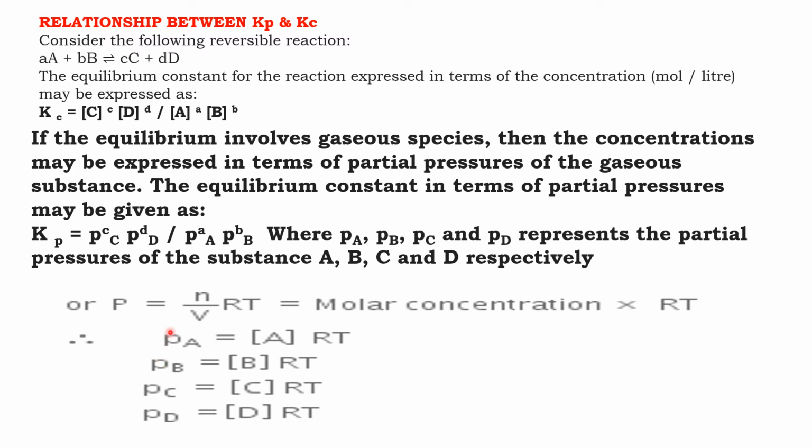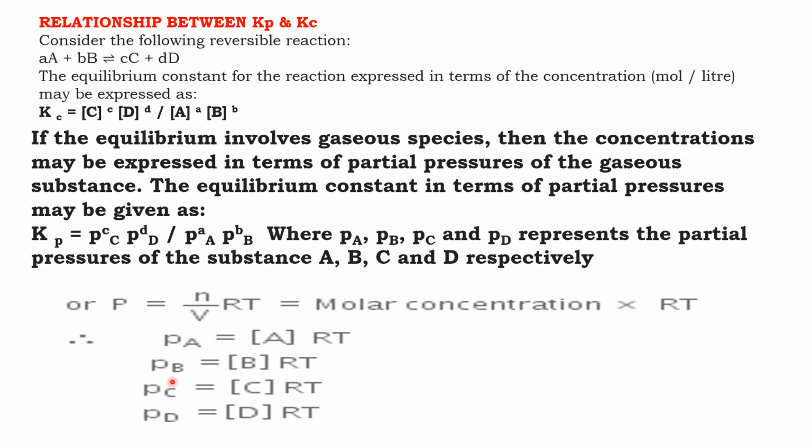If we substitute for A, the partial pressure of A, Pa, is equal to n/V, the molar concentration of A. n/V is the number of moles per liter, that is the molar concentration. So we could write Pa is equal to the molar concentration of A into RT.